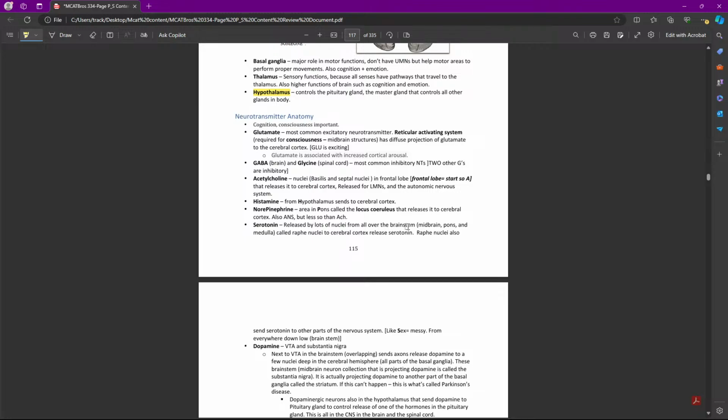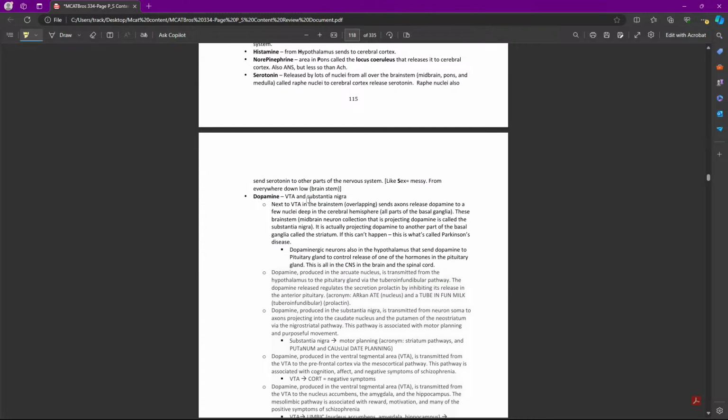It releases from a lot of the nuclei all over the brainstem, called the raphe nuclei, to the cerebral cortex. So it's widespread, coming from everywhere down. Dopamine is from the VTA and substantia nigra. We're not going to say that word because that might be bad.